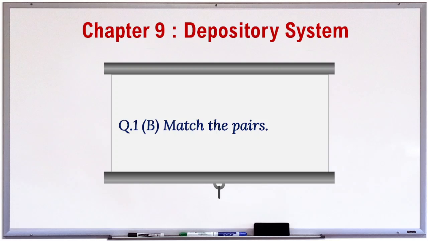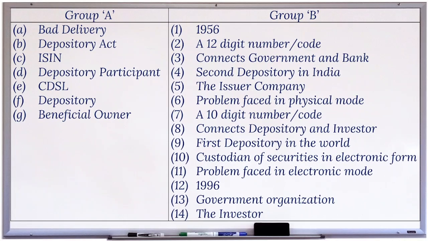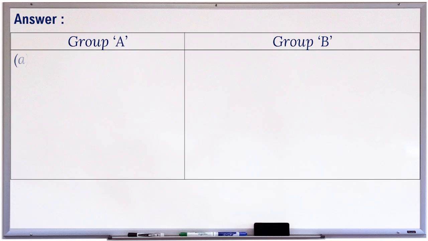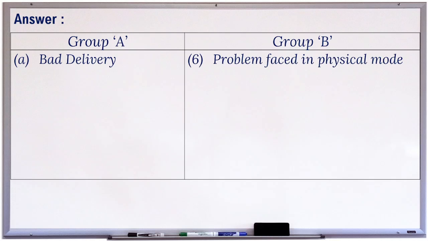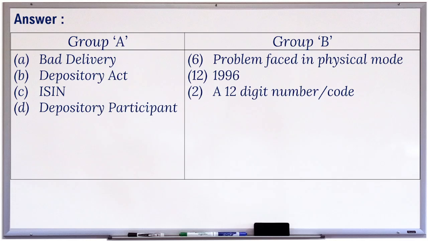Question 1. B. Match the pairs. Students are advised to read the question. Answer. A. Bad delivery: 6. Problem faced in physical mode. B. Depository Act: 12, 1996. C. ISIN: 2. A 12-digit number, or code. D. Depository participant: 8. Connects depository and investor.